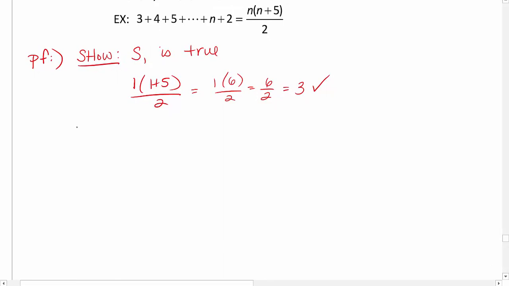Next, we're going to assume that S sub k is true. Well, what in the world does that mean? So I like to write a second assume line kind of explaining what that means so I know what I'm assuming in the first place.